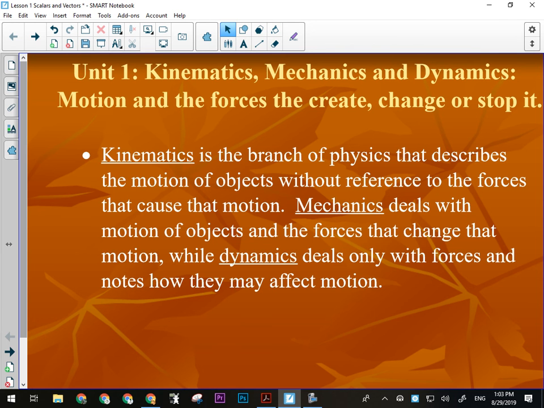Okay, so most of the time when we have a lesson where I'm teaching you something new, it'll start out with a title slide that talks about what unit, what lesson, and what the topic is. This one is just telling us that kinematics is the branch of physics that describes the motion of objects without reference to the forces that cause them. Mechanics is a combination of both dynamics and kinematics, but we'll just be looking at kinematics for today.